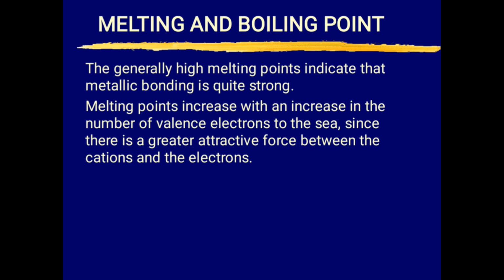Melting point increases with an increase in the number of valence electrons in the sea, since there is a greater force of attraction between the cations and the electrons. As the valence electrons increase, the nuclear charge or nuclear attraction increases, and the more attracted they are, the more they come together, and the greater force you will need to break those bonds. So an increase in valence electrons also increases the nuclear charge and nuclear attraction, and an increase in nuclear attraction will increase the strength of the bond. So metals have high boiling and melting points.